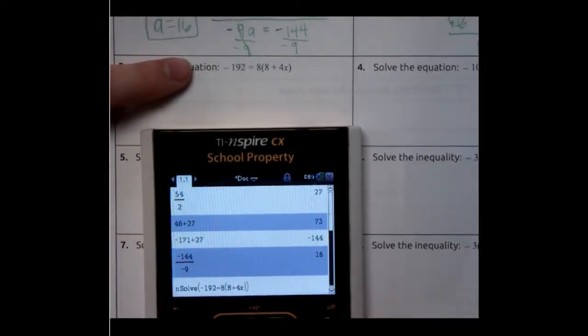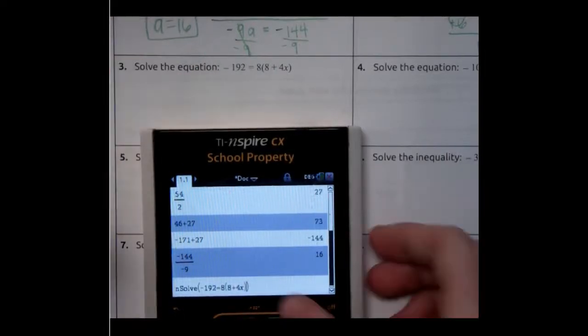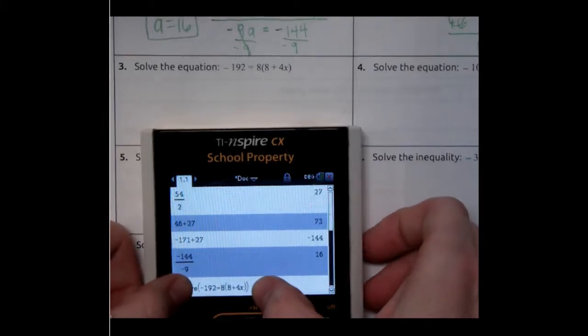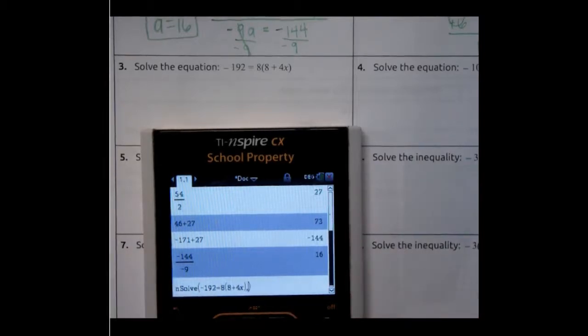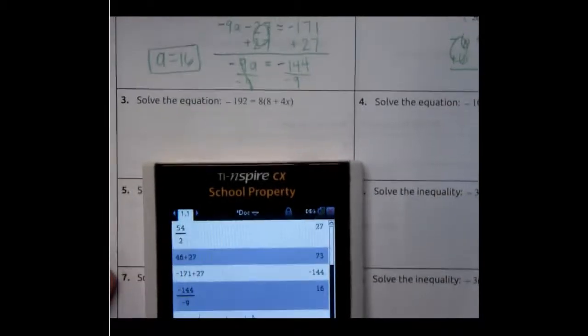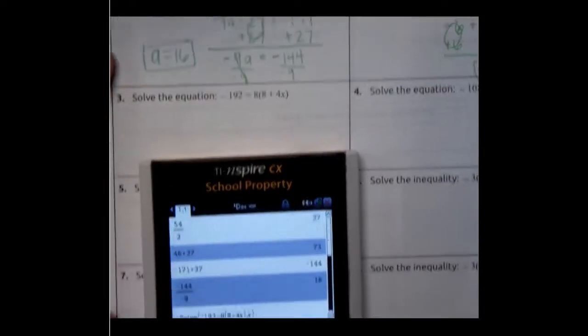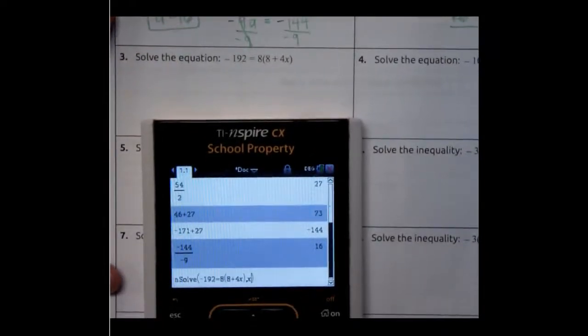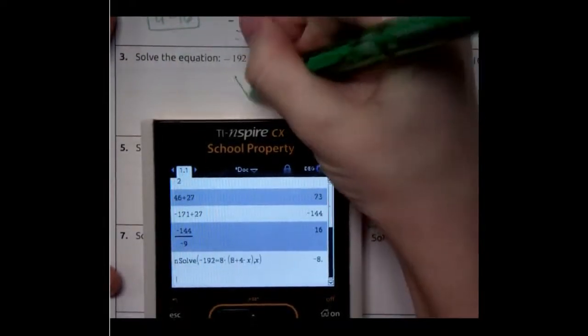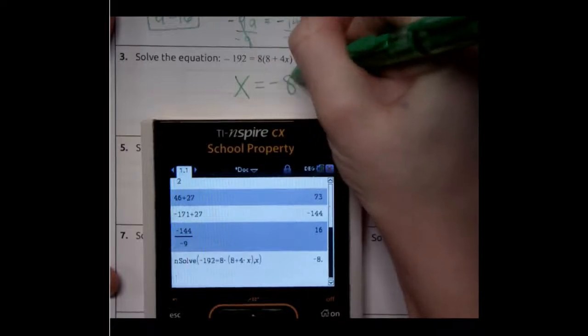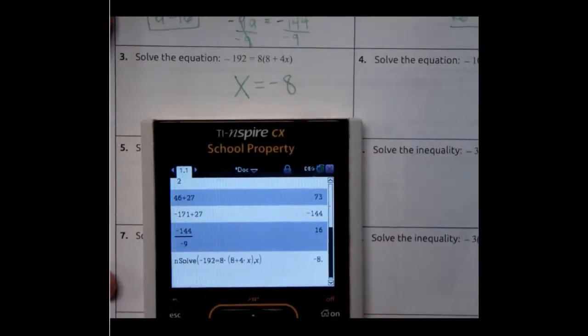Now here's the important part. At the very end of this, inside this first big set of parentheses, I have to put a comma and the letter that I'm using. So because I'm using x, I'm going to put an x. But if I typed in number 1, I would want to use the letter a. So I'm going to hit enter. It simply gives us our answers, and we are good to go.